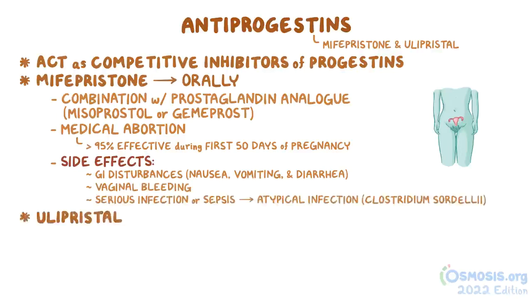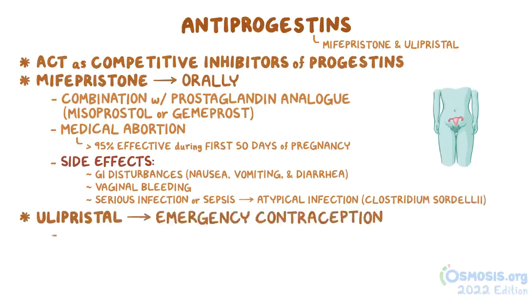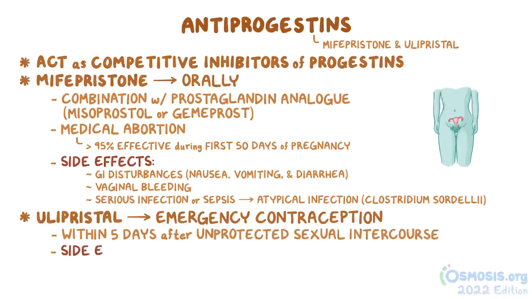Now, ulipristal is used for emergency birth control or emergency contraception within 5 days or 120 hours after unprotected sexual intercourse. Side effects include headache, tiredness, and gastrointestinal disturbances. Now let's make a simple and fun mnemonic that'll help you efficiently memorize these pharmacology facts about progestins and antiprogestins.